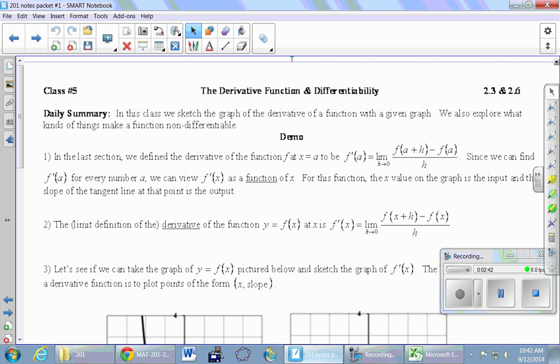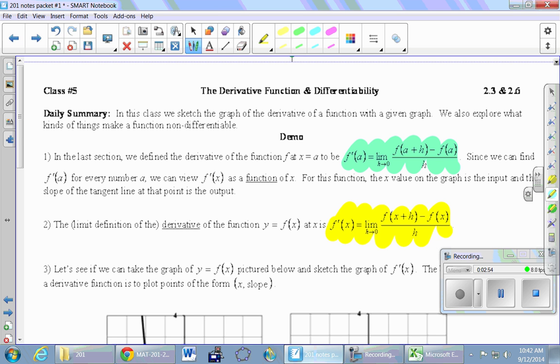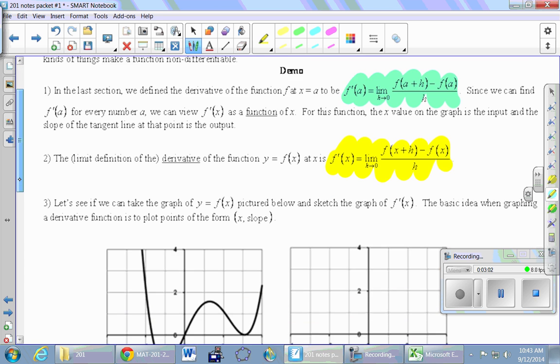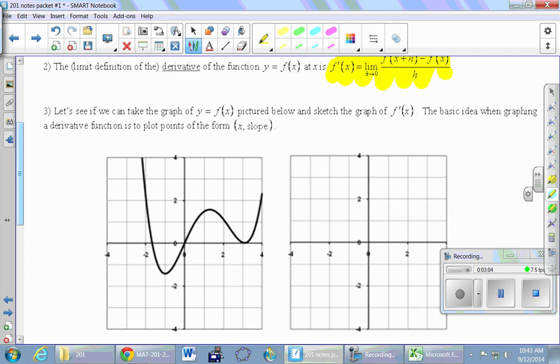And so number 2 is our new definition for today. This is the definition of the derivative as a function. What's the only difference between that definition and the derivative we saw last class? Yeah, the specific number a just became a general number x. Okay, so number 3 says, can we take the graph of y equals f of x, which is pictured here on the left, and sketch the graph of f prime of x? The basic idea when graphing a derivative is to plot points of the form x comma slope. So we'll see that right now.